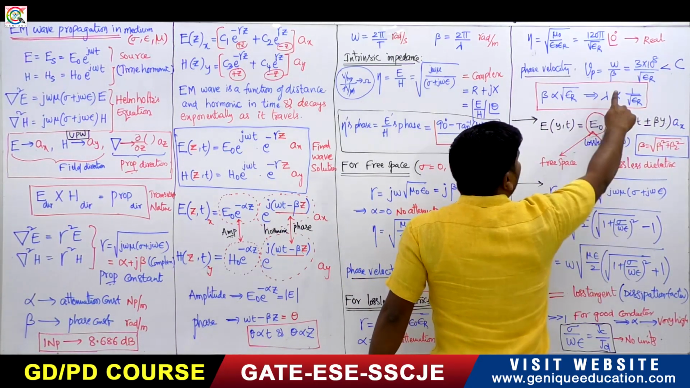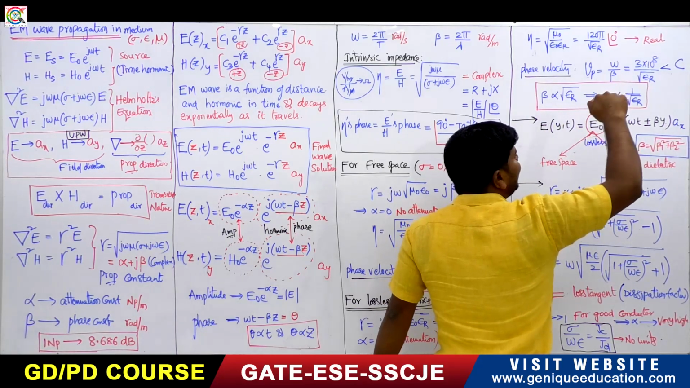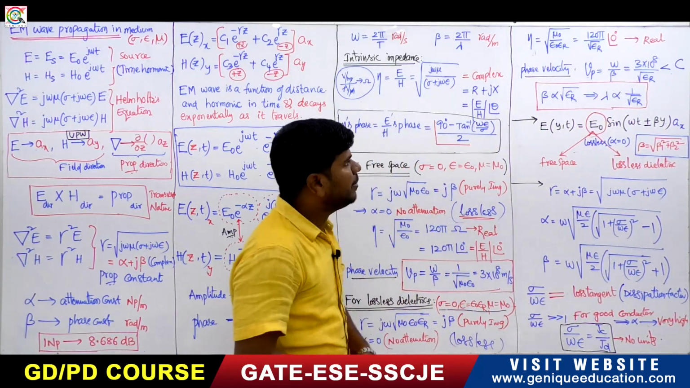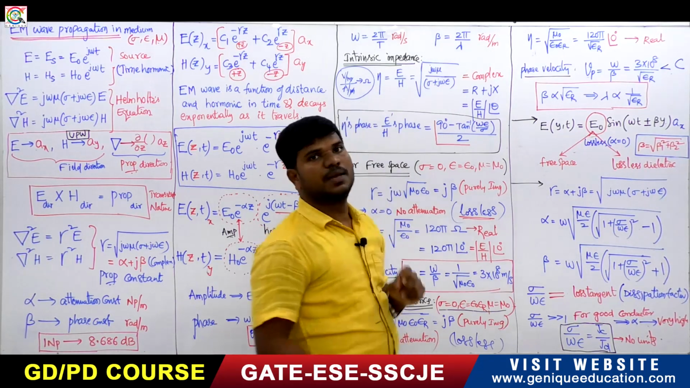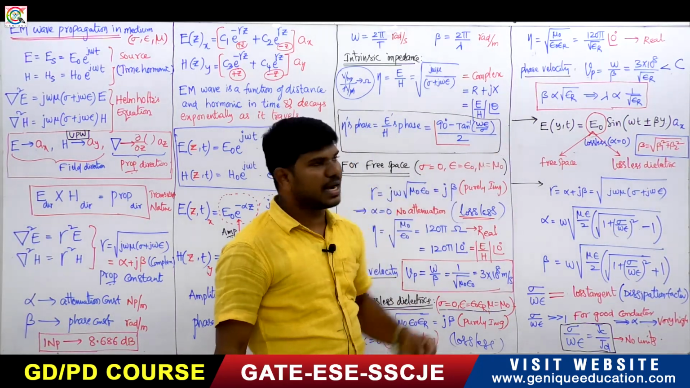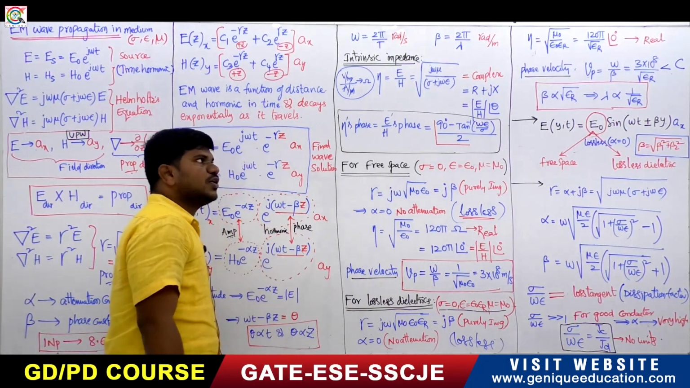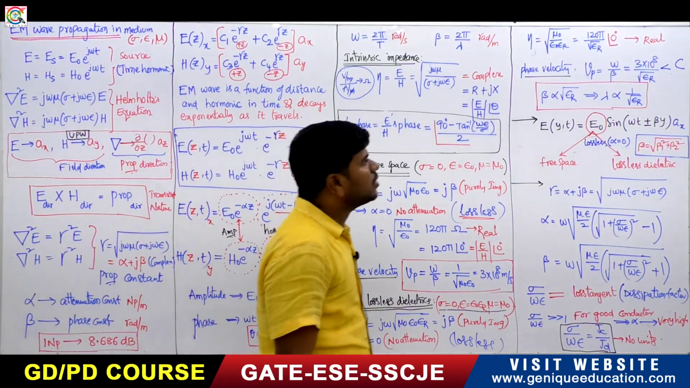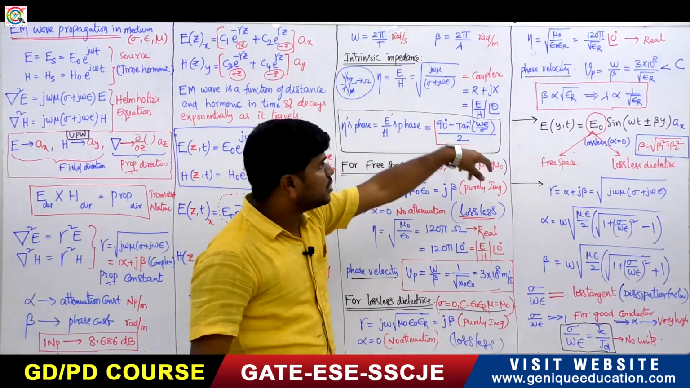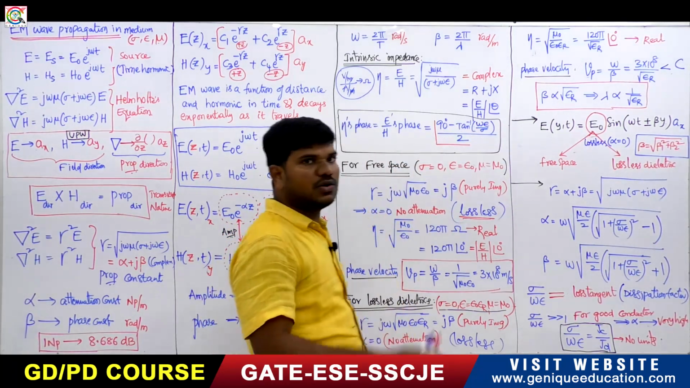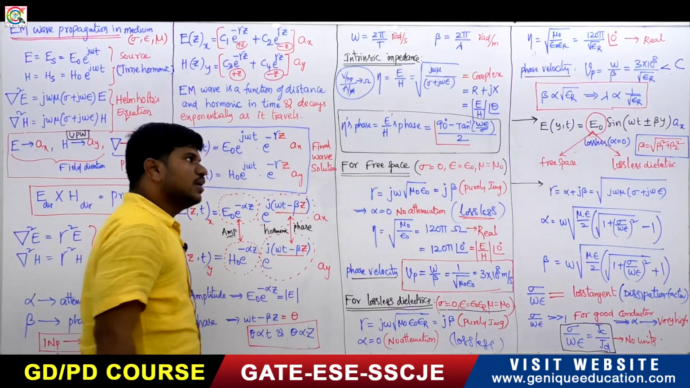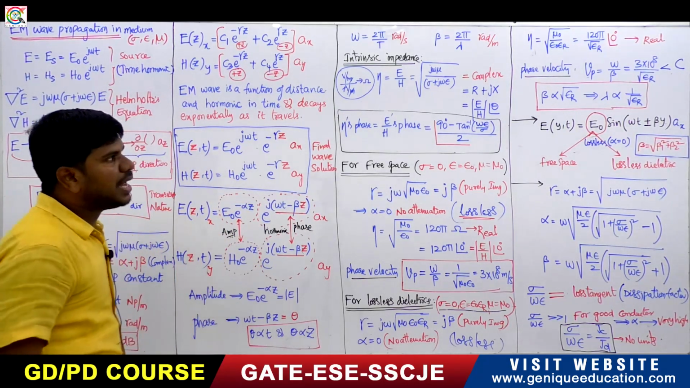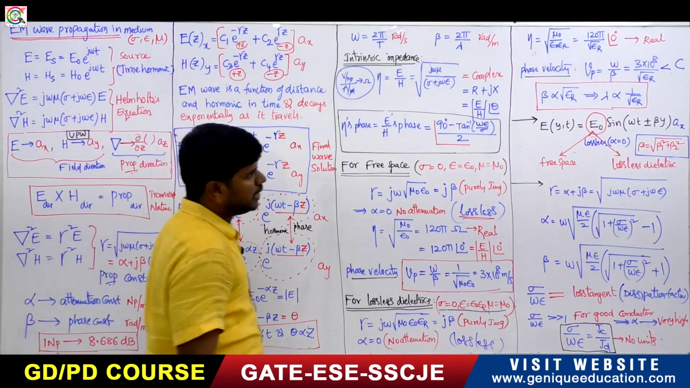From this, lambda is proportional to 1 by root epsilon r, because what is lambda? There is an inverse relation between beta and lambda, so that's why you can write like that. So beta is proportional to root epsilon and lambda is proportional to 1 by beta, proportional to 1 by root epsilon, right? So these are the relations between epsilon, lambda and beta.